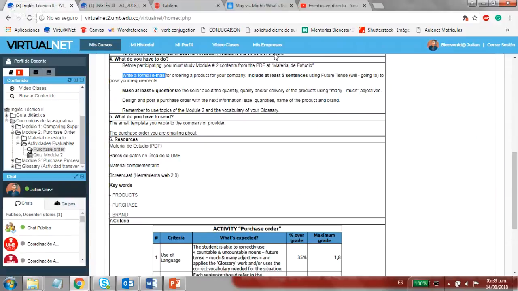En este correo vamos a incluirle 5 oraciones utilizando futuro, tanto will como going to. Ya saben lo que acabamos de ver, dependiendo de la intención. Para expresarle requisitos de lo que nosotros vamos a necesitar. I am going to need 5 bulbs, for example.